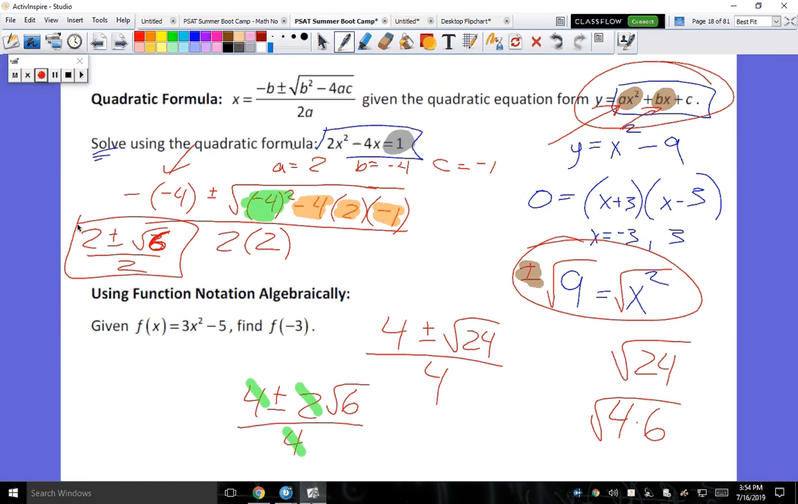Some people might have chosen, though, to write this as 2 over 2 plus root 6 over 2. So it would be 1. And I think that's what you were thinking. So that could be an answer as well. 1 plus or minus root 6 over 2. Any questions from that, guys? Okay. Alright, so let's go to the bottom piece.